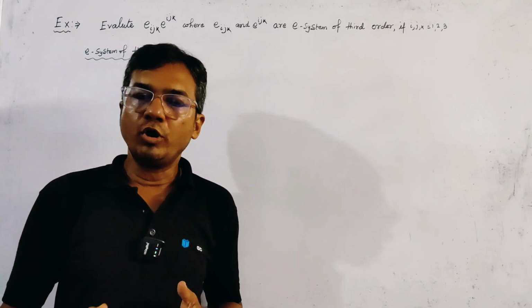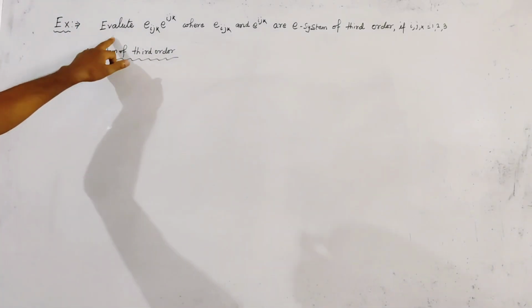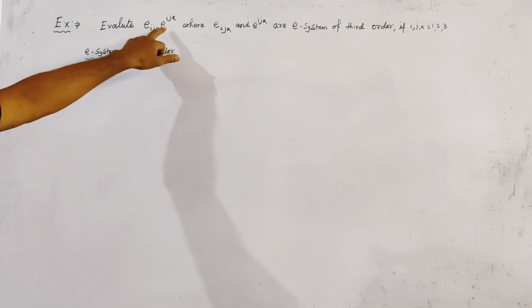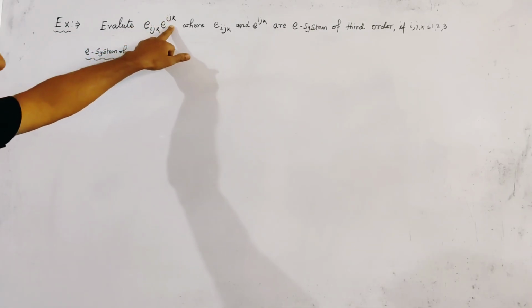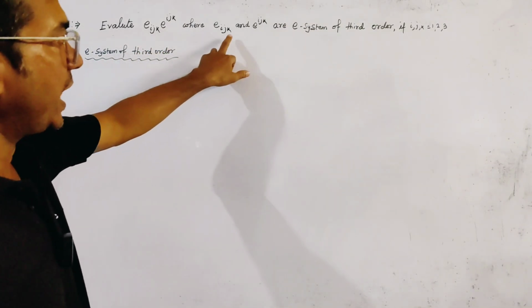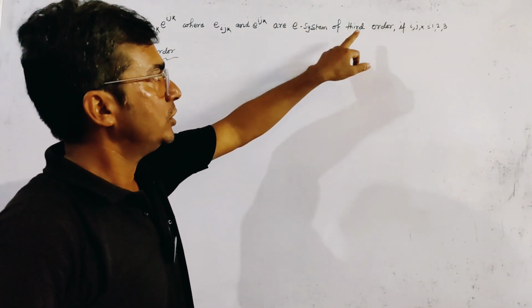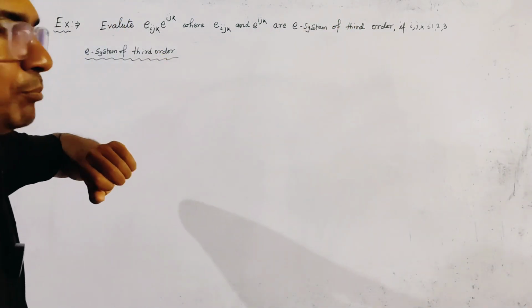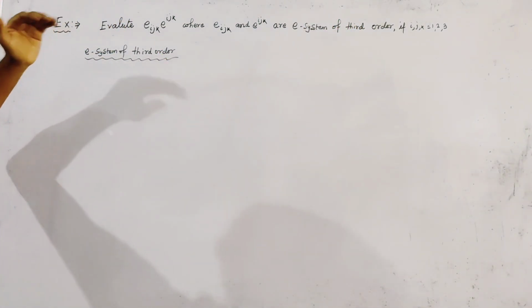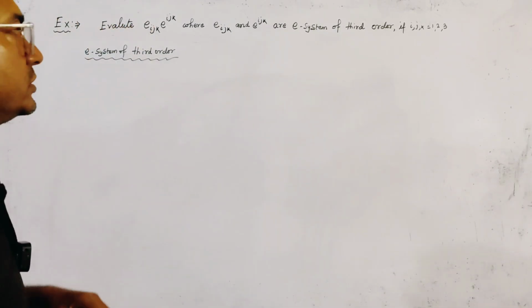A problem from tensor calculus, and the problem is: evaluate E_ijk times E^ijk, one in the subscript and one in the superscript, where E_ijk and E^ijk are the E system of third order, with i, j, k equal to 1, 2, 3. Before going to the solution of this proof, we first define what the E system of third order is.